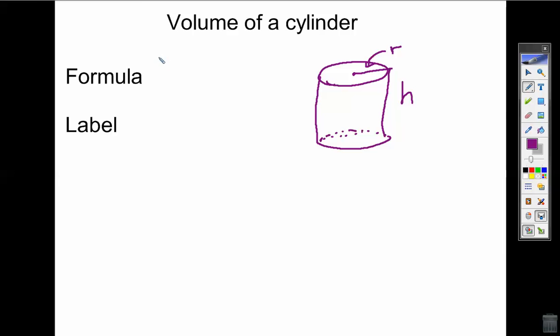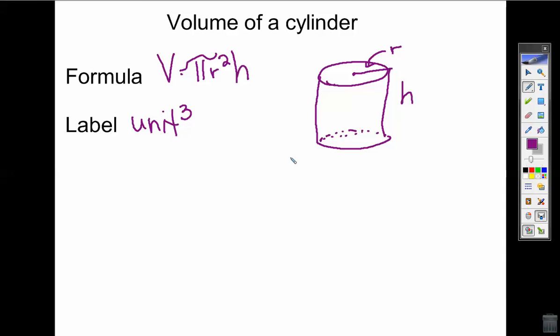So basically our formula is pi r squared, that's the circle part, times the height, and that makes it 3D. So this is the two-dimensional circle times the height, basically. And then our label, when we're doing volume, is always going to be units cubed.